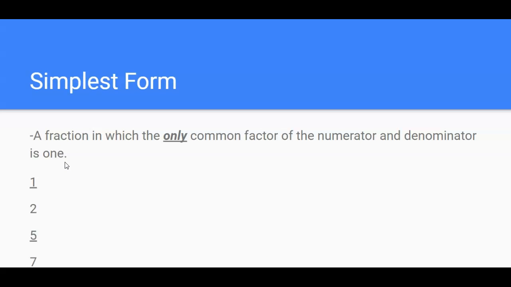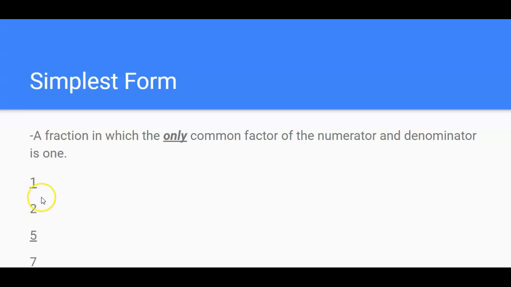Then we have simplest form. A fraction in which the only common factor of the numerator and denominator is 1. The only common factor. Remember, a factor is the numbers that you multiply to get another number. So we'll talk a lot about numbers that have 1 as a numerator, and that's actually a special name. If you have a fraction that has 1 as a numerator, that's called a unit fraction. So unit fractions are always in simplest form because 1 only has the number 1 as a factor, 1 times 1. There's no other factor.